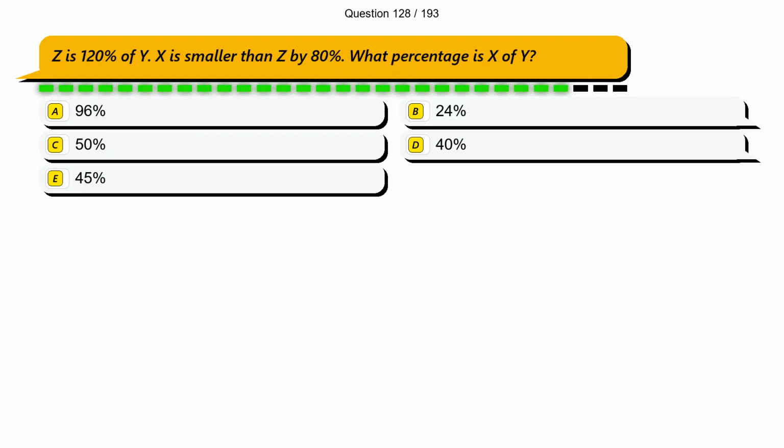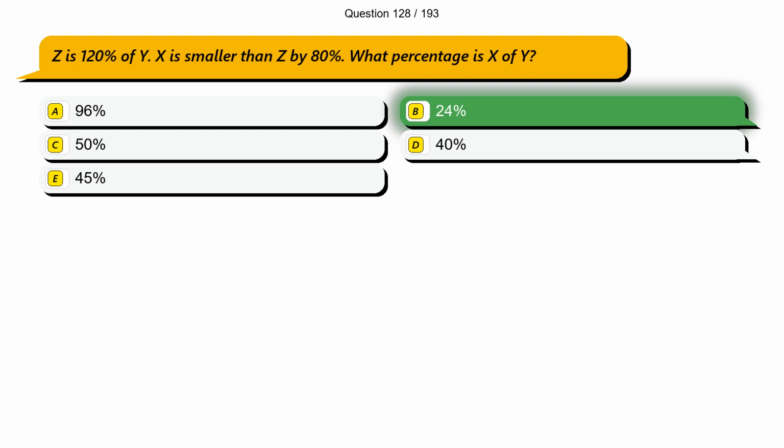Question 128. Z is 120% of y, x is smaller than z by 80%. What percentage is x of y? Option A 96%, option B 24%, option C 50%, option D 40%, option E 45%.